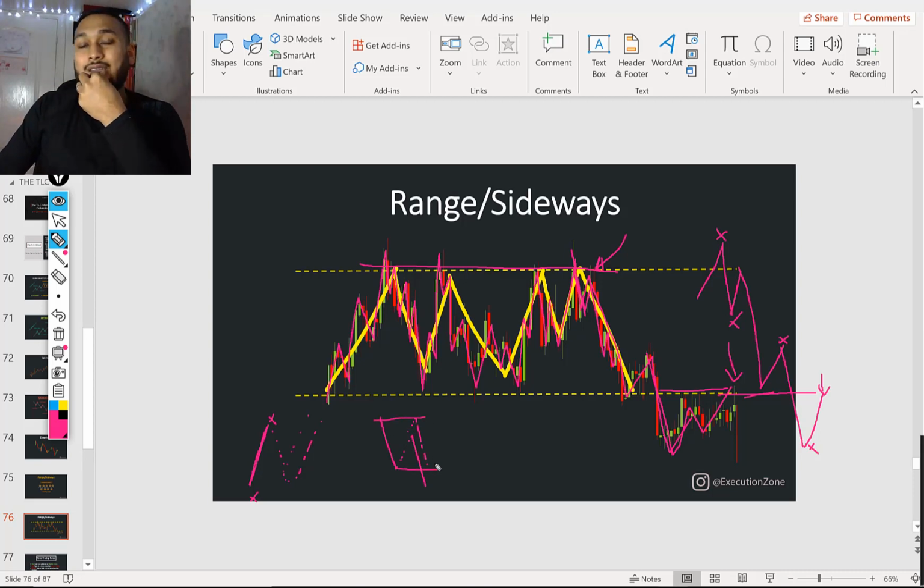There's no point calling it a range once the range has already happened and once it's already occurred.